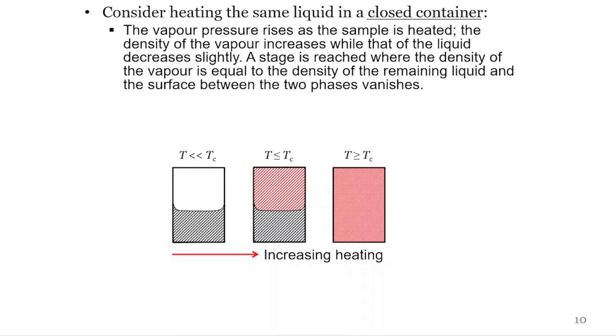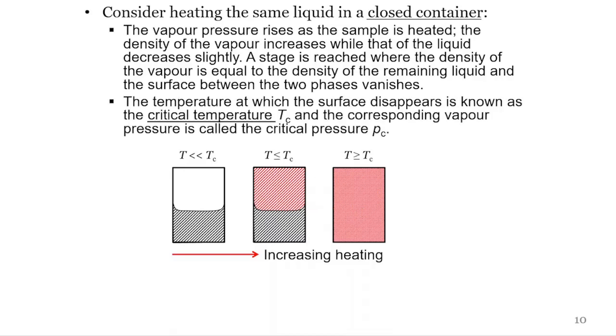As the liquid continues to be heated, a time will reach when the vapor pressure will increase. The density of the vapor will also increase to a level where it's now equal to the density of the remaining liquid in the container. When this happens, the surface separating the vapor phase from the remaining liquid will vanish, leading to something like this.